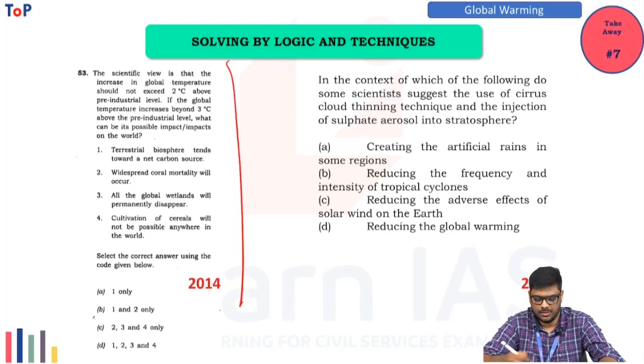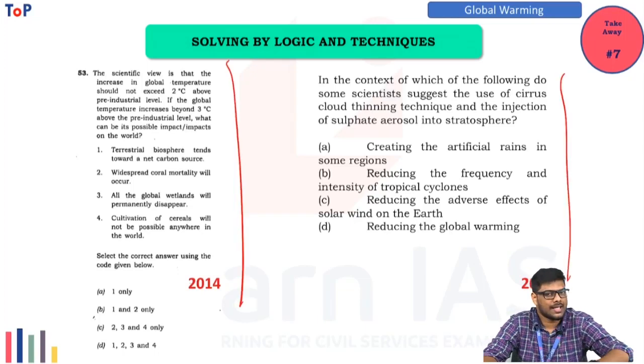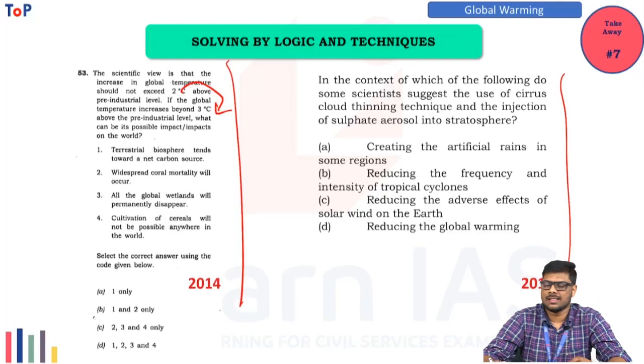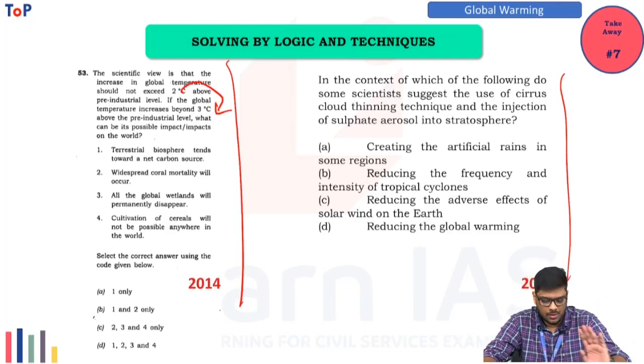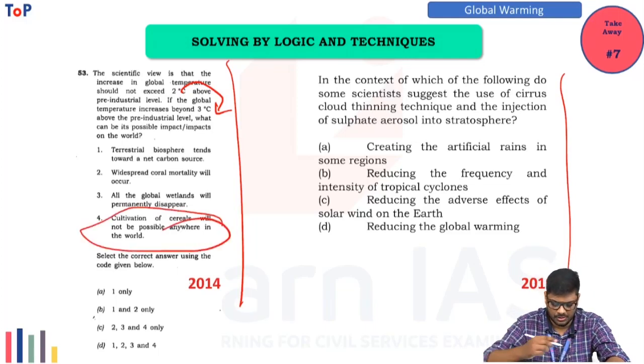Look at these options. Can you solve it using your logic? Look for 1 second, solve it yourself, then wait for my explanation. If the tropic temperature level becomes 3 degrees Celsius instead of 2 degrees Celsius, that is our required target, what will be the outcomes? What is this? 4th option.